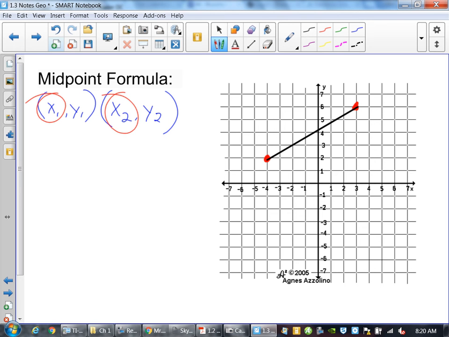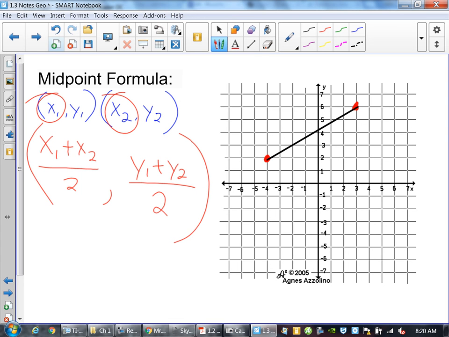So the midpoint formula is nothing more than taking the x values, adding them together, and dividing by 2. Take the y values, add them together, and divide by 2. This then creates a separate x and y coordinate that we would call x_m for, what do you think? Midpoint. Midpoint, and the y midpoint. That's what this creates.